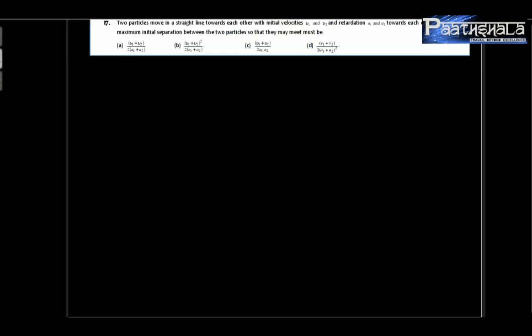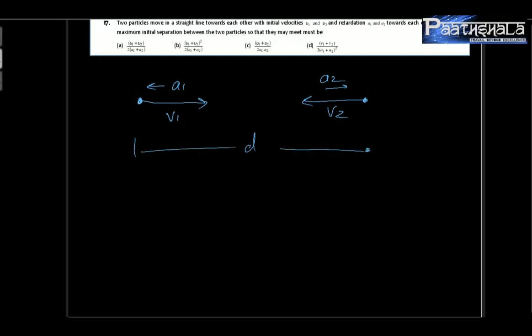Okay, two particles moving in a straight line towards each other with initial velocities V1 and V2 and retardations A1 and A2 towards each other. Find the maximum initial separation between the two particles so that they may meet. Okay, they have to meet, the particles have to meet. So what is the maximum value of D? Interesting question again, right?